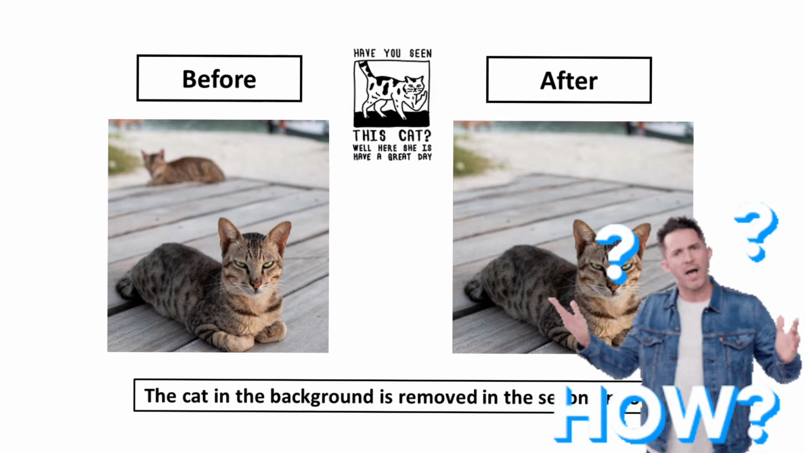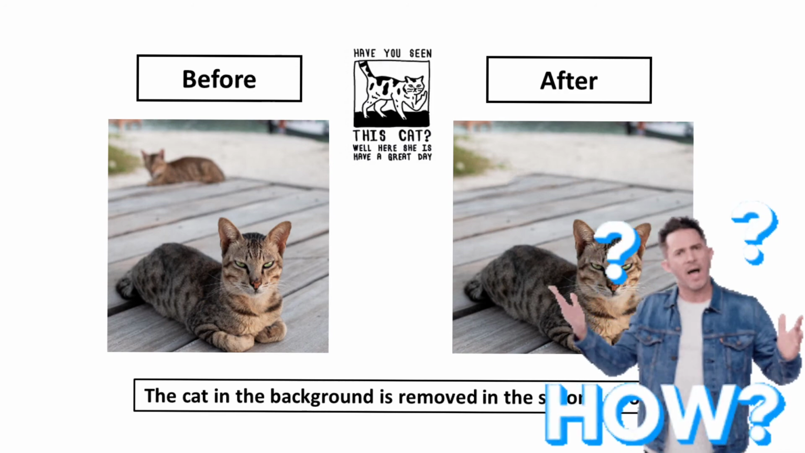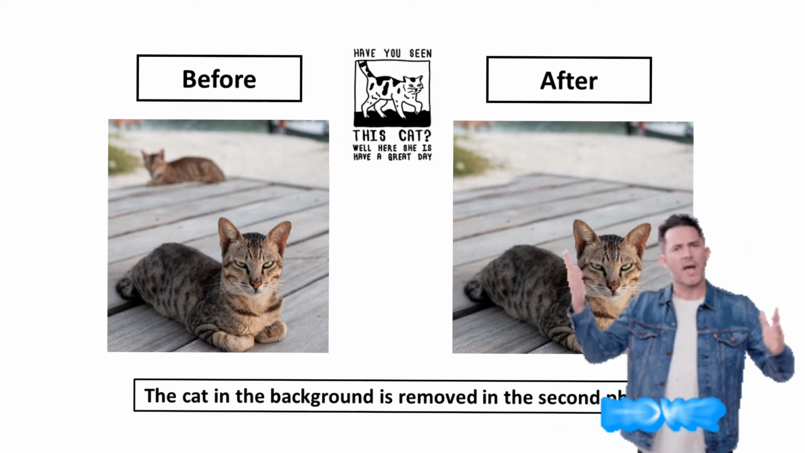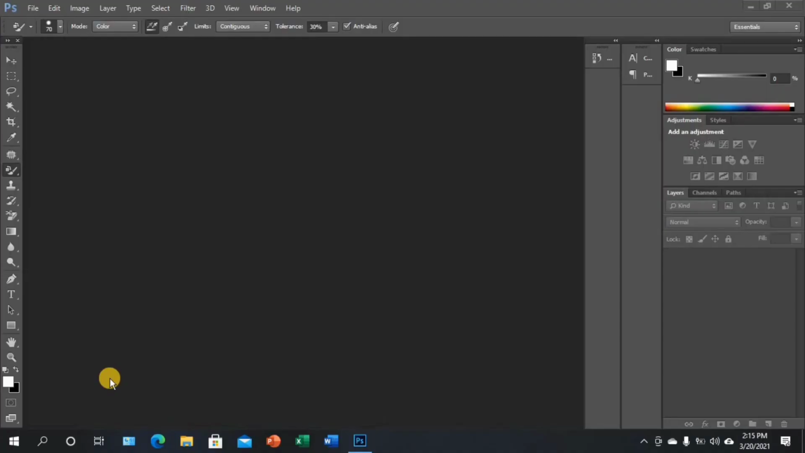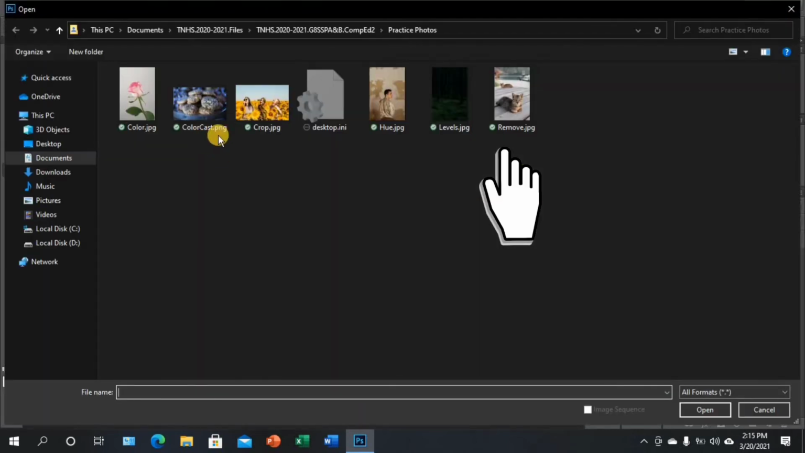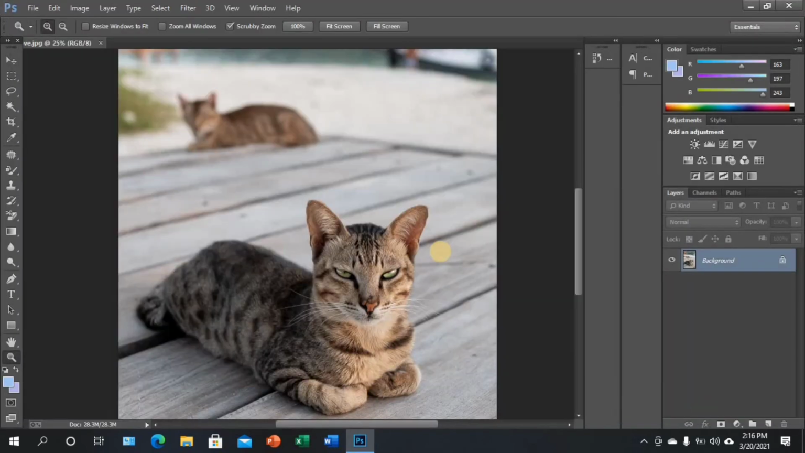I'll be teaching you a quick method on how to remove a part of an image. Here is a simple process of removing a part of an image. We first open the file remove.png in our practice folder. As you can see, there are two cats in the photo. We will try to remove the cat in the background.